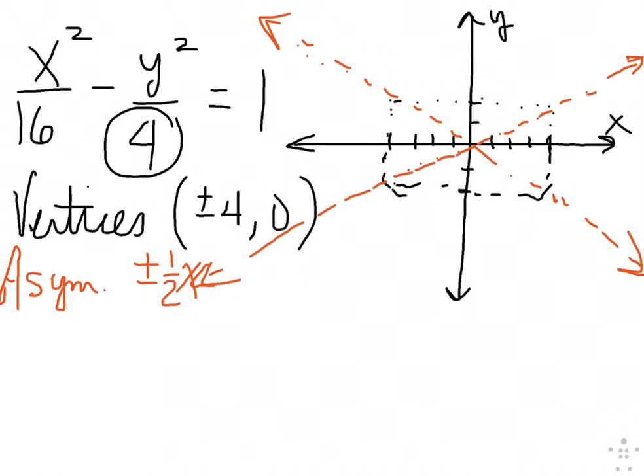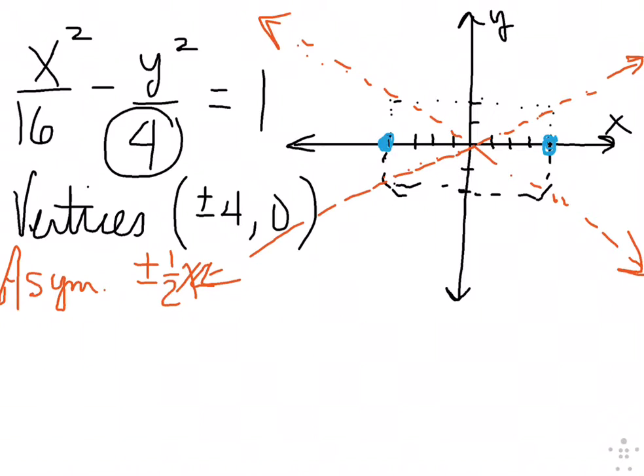Does that make sense? Now, here's the other thing. Since x was first, the vertices are right here and right here. Those are my vertices. Because the x was listed first, I darken in the x numbers, 4 and -4. If the y would have been first, I would have darkened in the 2 and the -2. But because I have it the other way, that's what we end up having.